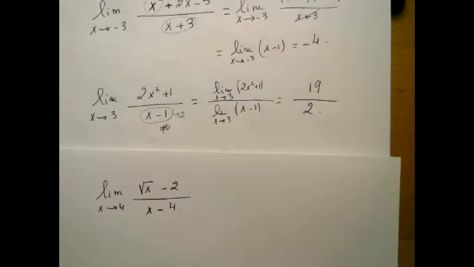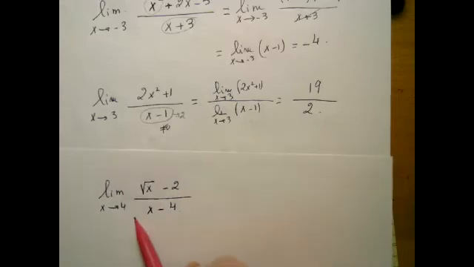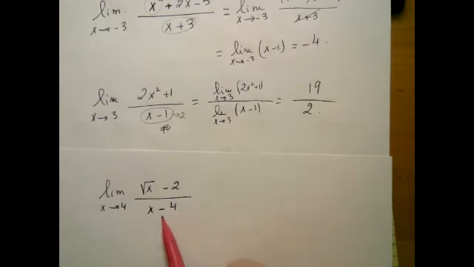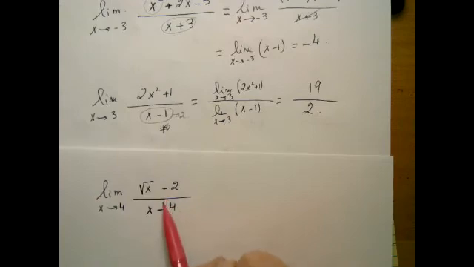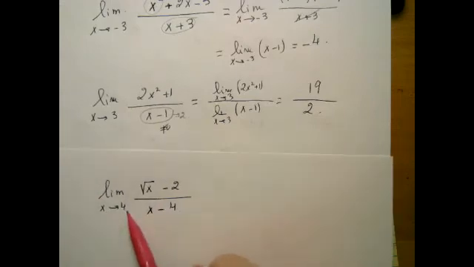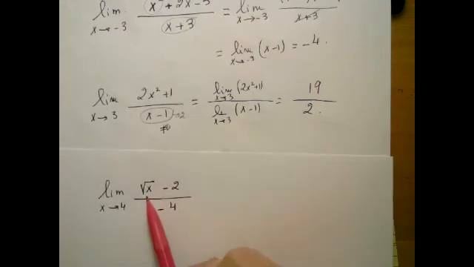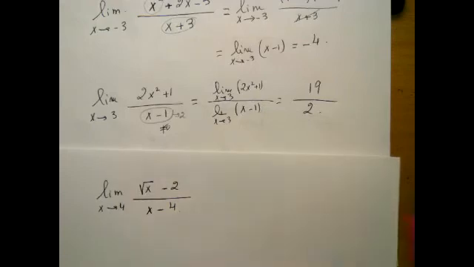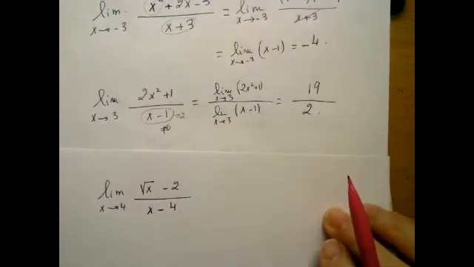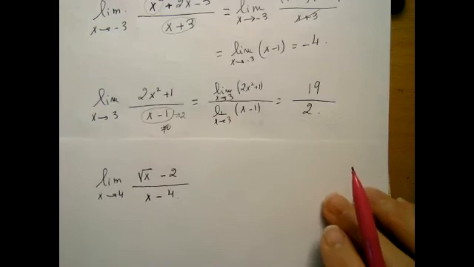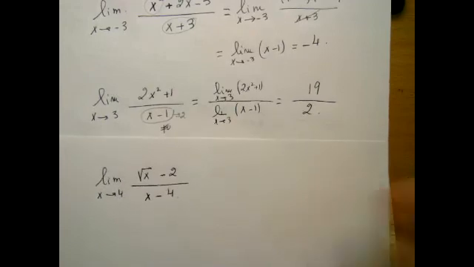Yes, because when x becomes close to 4, the denominator becomes close to 0. Absolutely an issue. What about the numerator? It also becomes close to 0. When x becomes close to 4, the square root of x becomes close to the square root of 4, which is 2. Minus 2, so I will have 2 minus 2, 0. So I really have a serious issue. Numerator and denominator become close to 0. So how are we going to manipulate this problem?